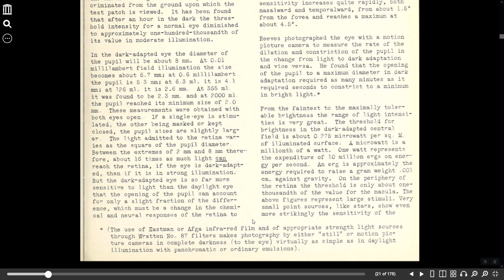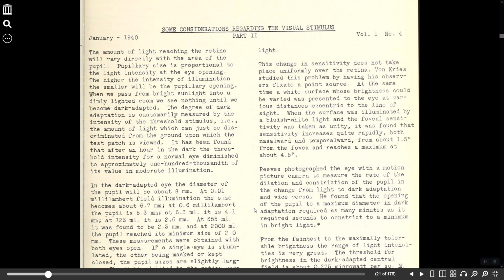This change in sensitivity does not take place uniformly over the retina. Von Kries studied this problem by having his observers fixate a point source. At the same time, a white surface whose brightness could be varied was presented to the eye at various distances eccentric to the line of sight. When the surface is illuminated by a bluish-white light and the foveal sensitivity was taken as unity, it was found that sensitivity increased quite rapidly, both nasalward and temporalward, from about 1.5 degrees from the fovea and reaches a maximum about 4.5 degrees.